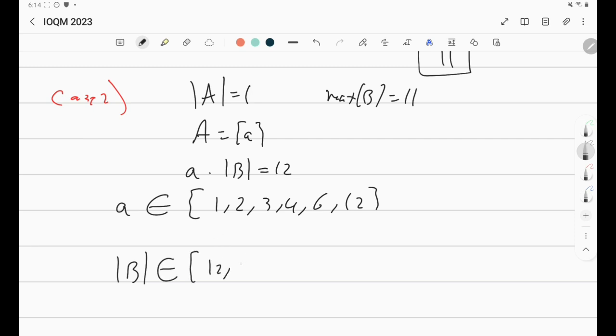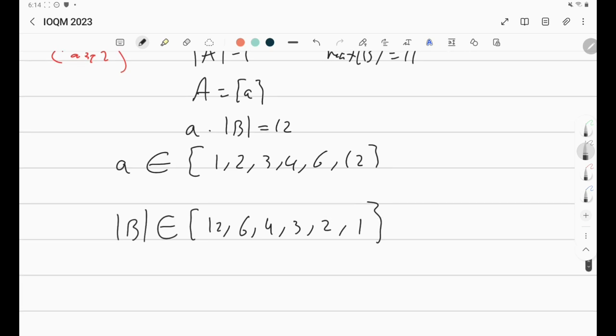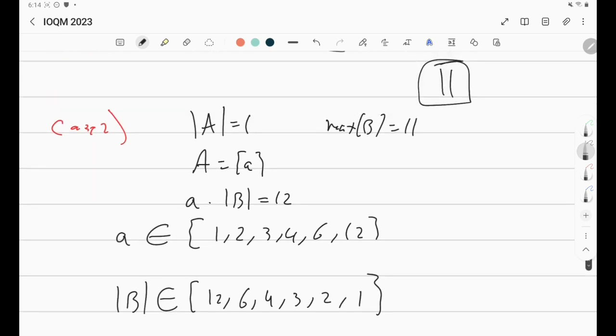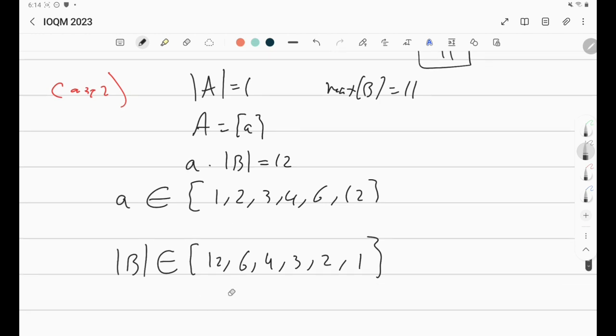Here we have 12, 6. I'm just actually going to flip this. 3, 2, 1. Okay, now let's think in each case. Remember that we know the max B is 11. So for the first case, if we know the max B is 11 and we have a cardinality of 12, this is a contradiction. We cannot have a max 11 and the cardinality of 12. At most, cardinality of 11 actually. So this case is refused. Let's move on.